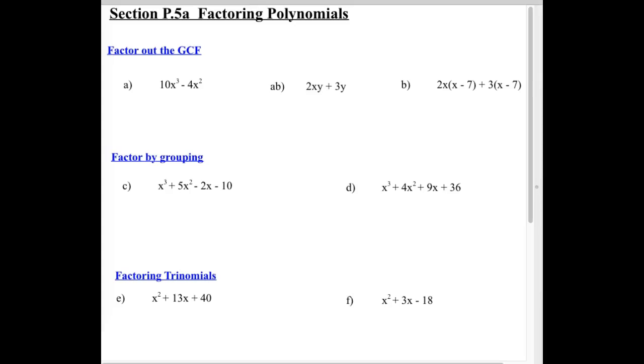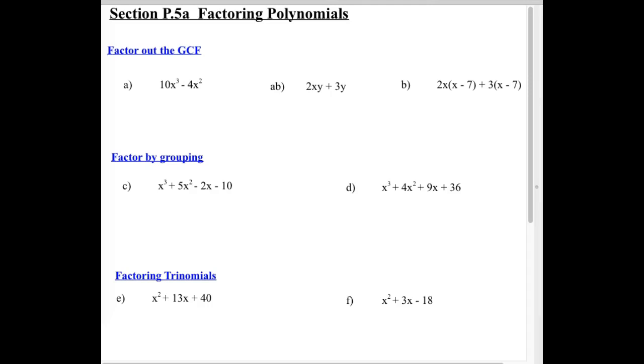All right, today we're going to look at notes for section P.5a. This is college algebra. We are looking at techniques for factoring polynomials. And there's several different types of factoring techniques. The first one that you should always look for is, is there a GCF? Is there a common factor in all the terms that we can divide out?